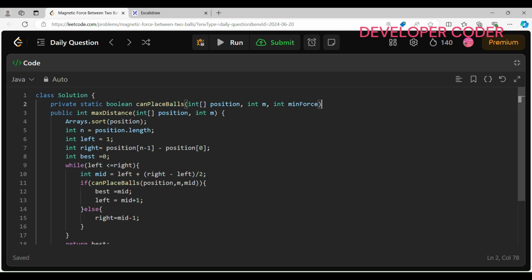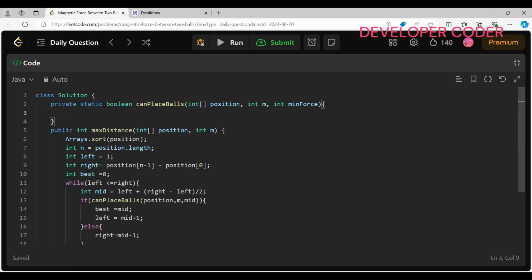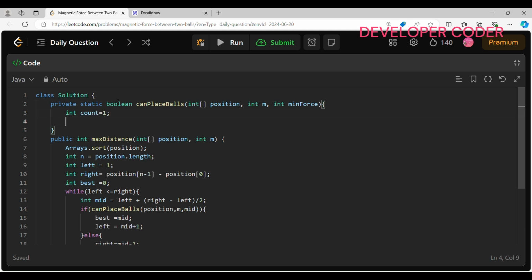Okay, so initially as I have told you, we have to place the first ball in the first basket, right? So here initially I'm taking my count as 1. Okay, I have placed my first ball, let's say, in the first basket. Okay, and count is equal to 1, and lastPosition I have to set as position of 0. Simply means that I have placed my first ball in the first basket.